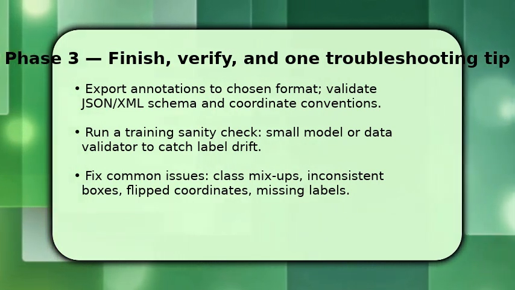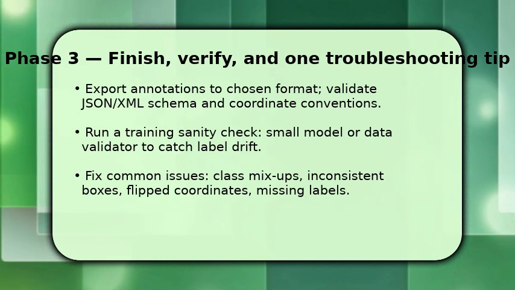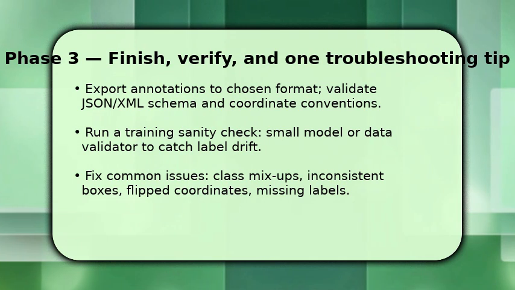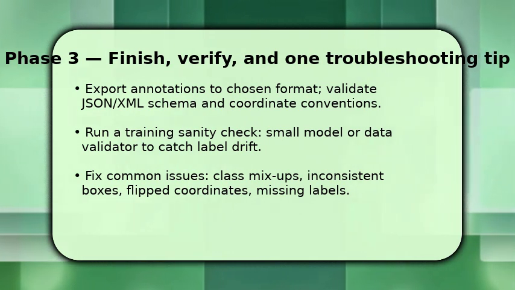One key troubleshooting tip: when labels look inconsistent, audit a stratified sample. You'll usually find a rule gap rather than random error, so fix rules, not people.